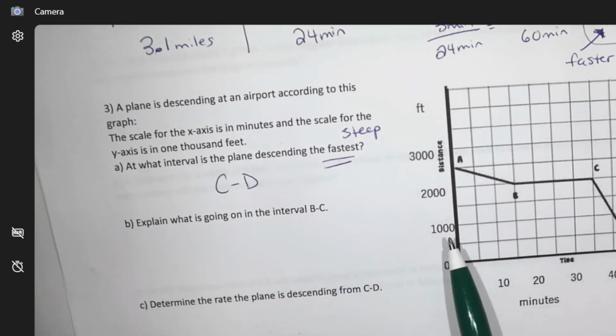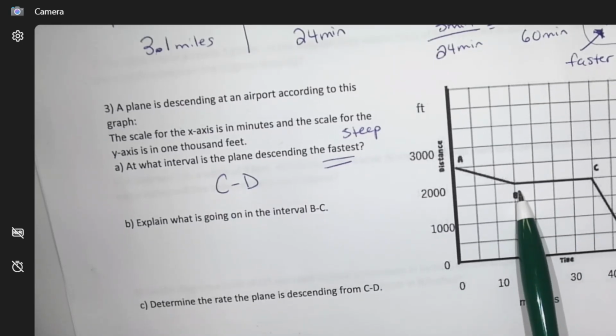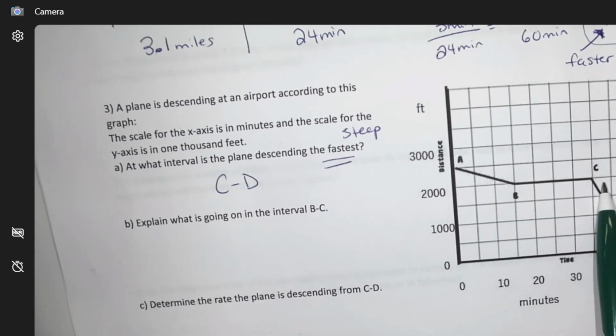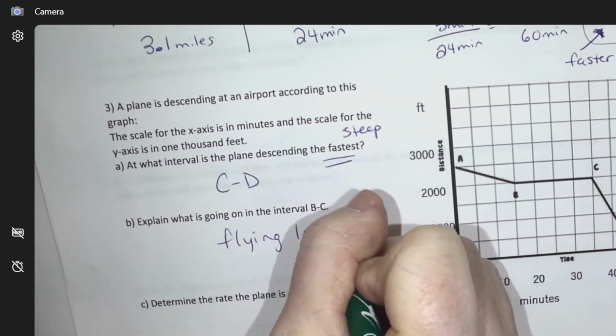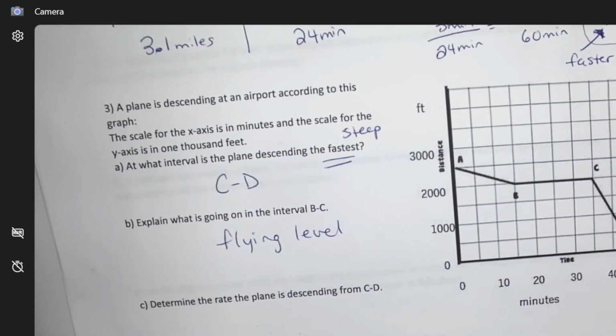What's going on in the interval from B to C? What's going on with the airplane? It's flat, so it's just not descending anymore. It's just staying. It's flying level. I don't know, there's probably a better flying term than that.